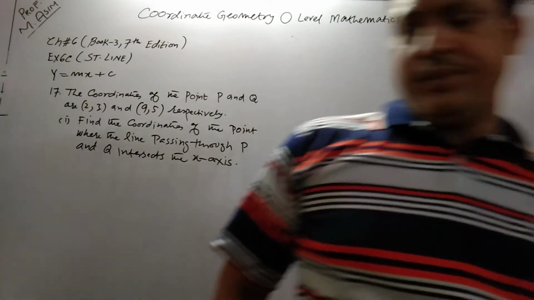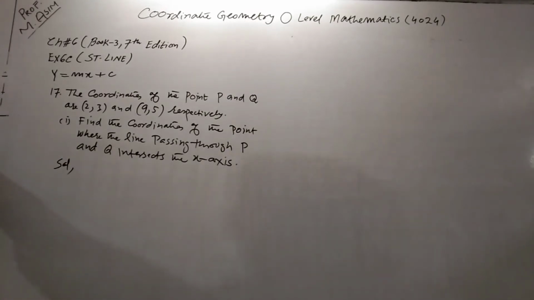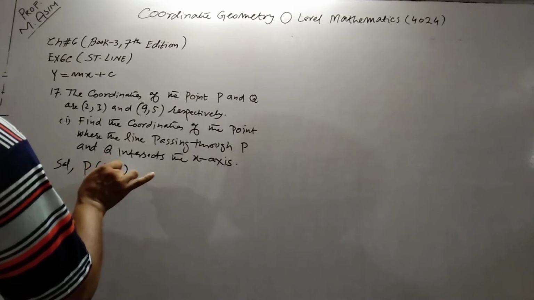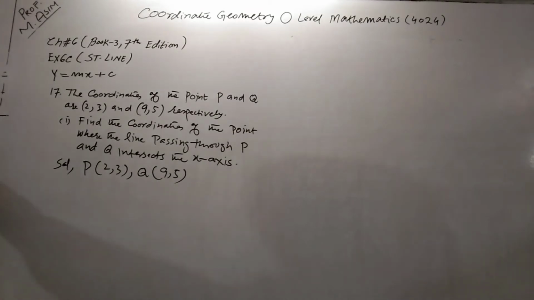In this part of the solution, the equation of the line is not given. So first we have to find what the question is. Find the coordinates of the point where the line passing through P and Q intersects the x-axis. So first we need to find the equation of the straight line. What are the coordinates of P? 2, 3. What are the coordinates of Q? 9, 5. For finding the straight line, we need to find the gradient.